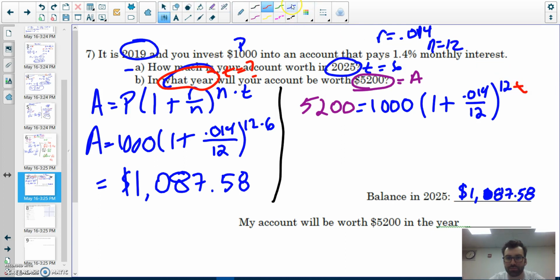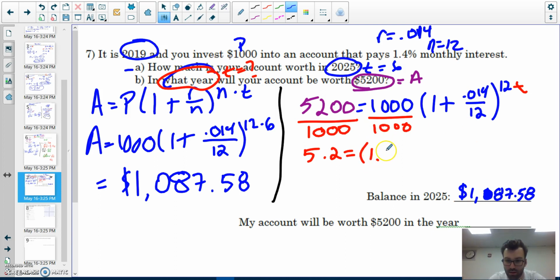Now, next, I'm going to divide by the 1,000 first. Get it out of here. So I get 5.2 equals, and I do 0.014 divided by 12 plus 1, and I get 1 point something. And you should write all the decimal places. You should write every single one, or as many as possible.